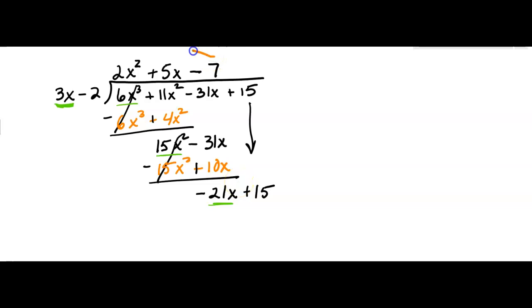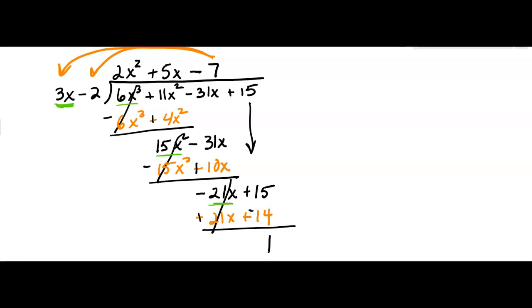Okay, so now multiply. Negative 7 times 3x is negative 21x. Those are supposed to match, so yay. Negative 7 times negative 2 is plus 14. And now we're going to change our signs and combine. Those cancel out. And it looks like I'm getting a remainder of 1.